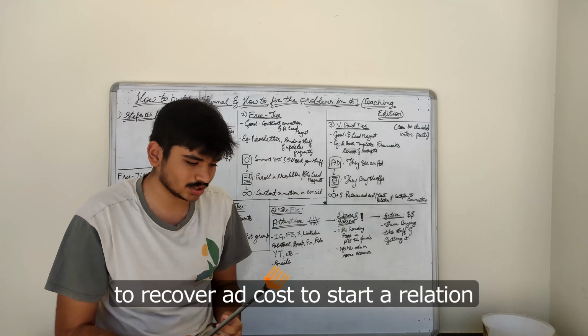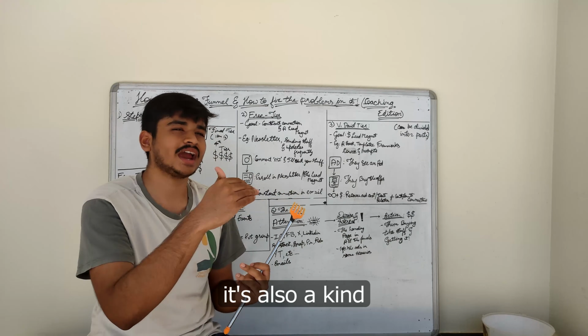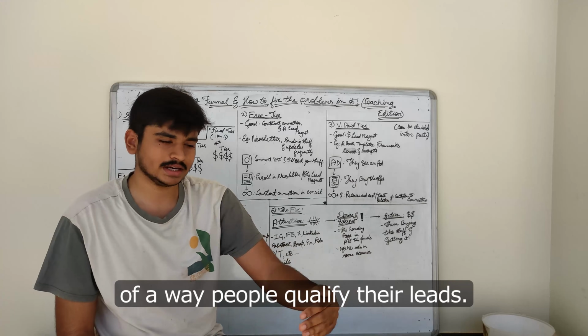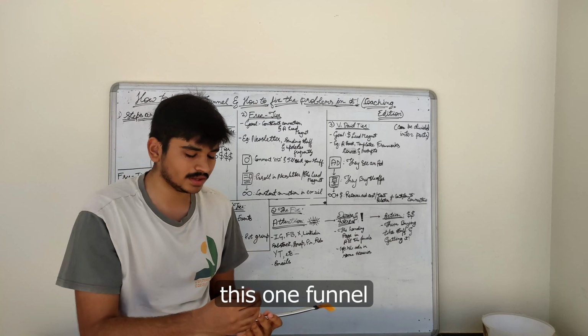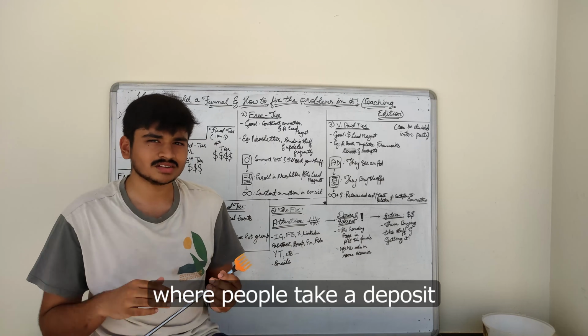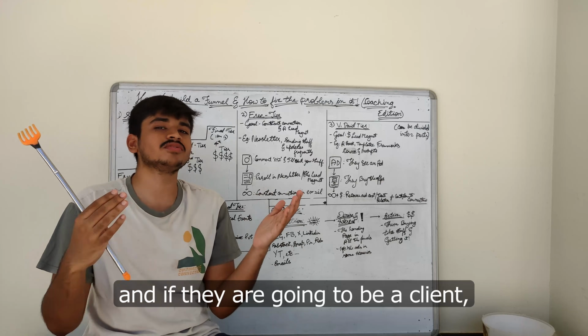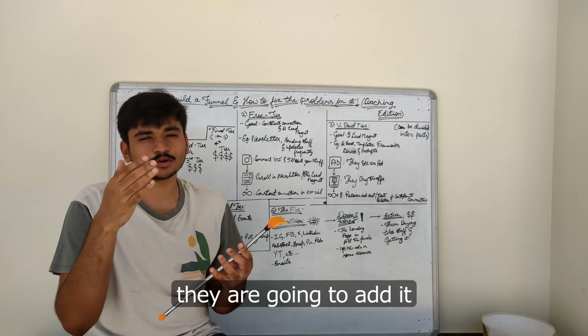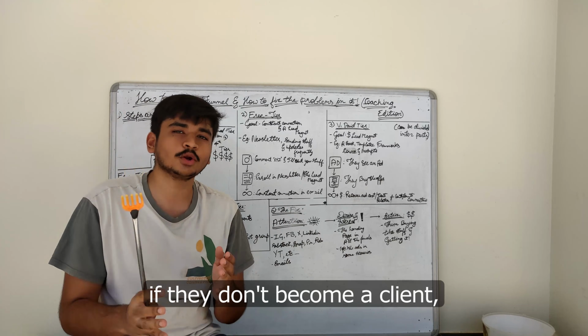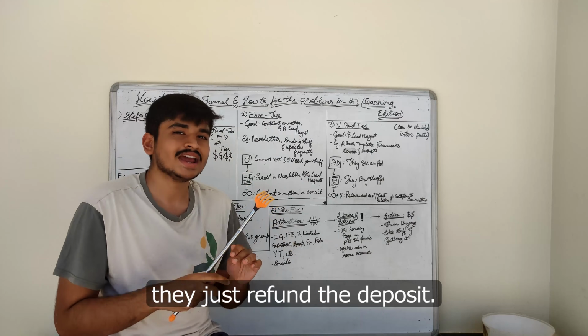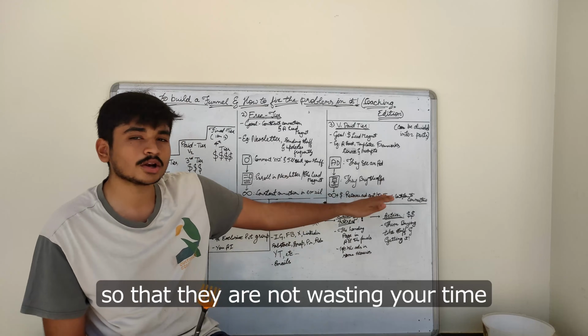to start a relation of the paid membership. It's also a kind of a way people qualify their leads. So for example, there is this one funnel where people take a deposit and they go to the one-to-one call, and if they are going to be a client, they are going to add it to the one-to-one, and even if they don't become a client, they just refund the deposit. It is just to qualify the lead so that they are not wasting your time.